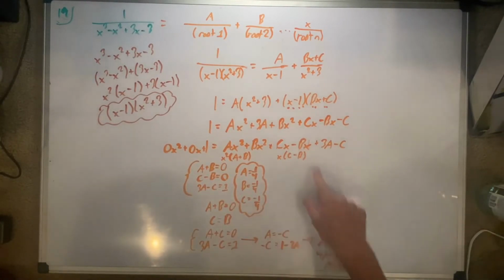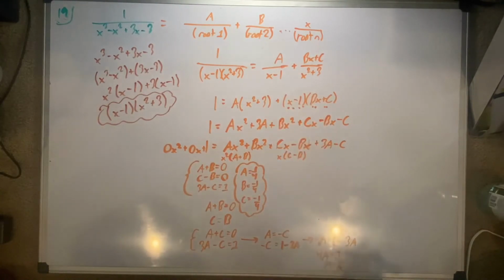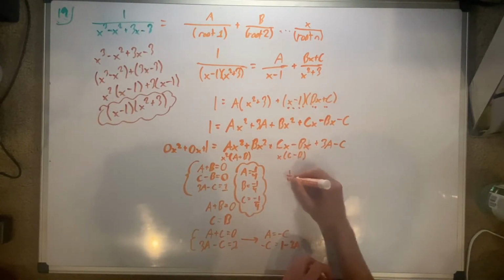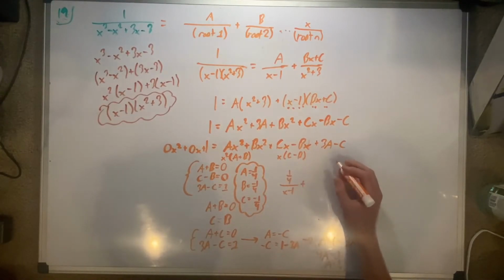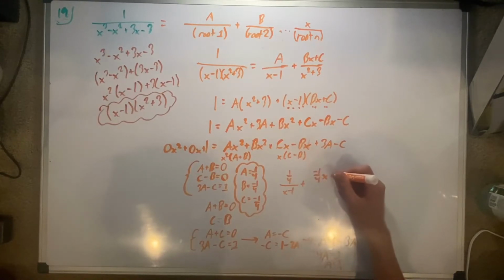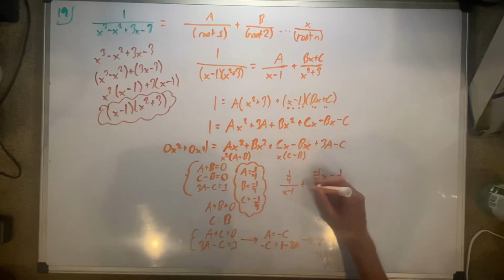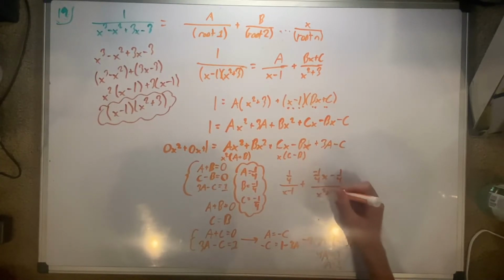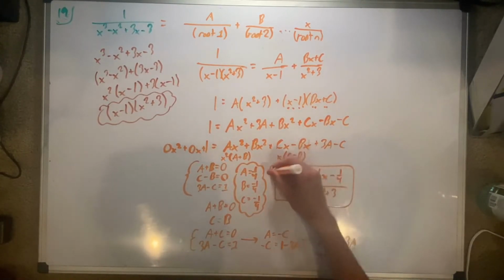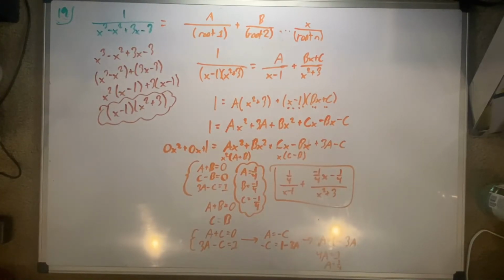So now we'll plug this into the top one over here. So we'll have 1/4 x minus 1 plus, now that bx minus c would be negative 1/4 x plus, so minus 1/4, all over x squared plus 3. That there is our partial fraction decomposition for all of this.